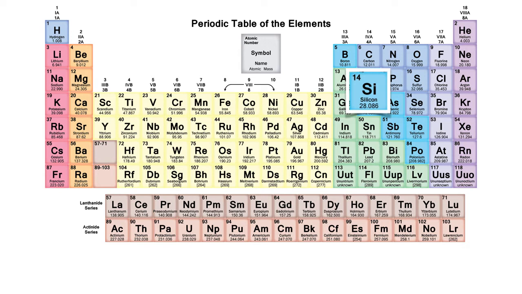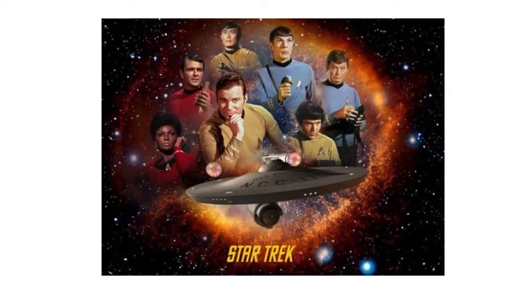Still, because carbon and silicon have so much in common, some scientists think that it could theoretically be possible that life on other planets could be silicon-based. As a matter of fact, this possibility was explored in an episode of Star Trek back in the 1960s.